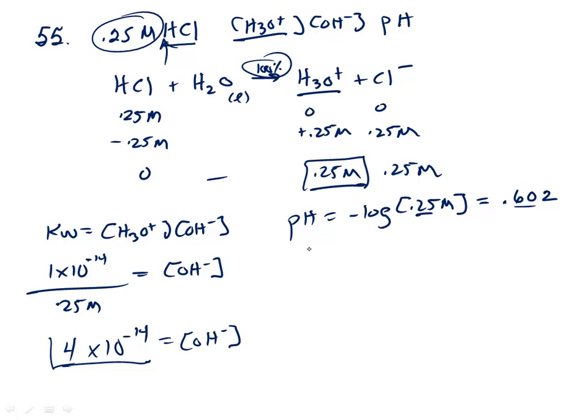So here's the trick. You can say 14 minus 0.602, and that will give you the pOH.